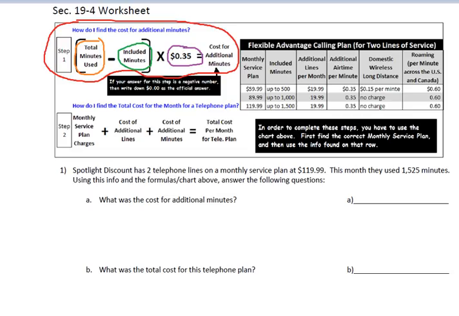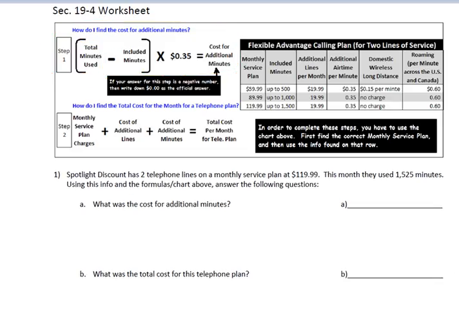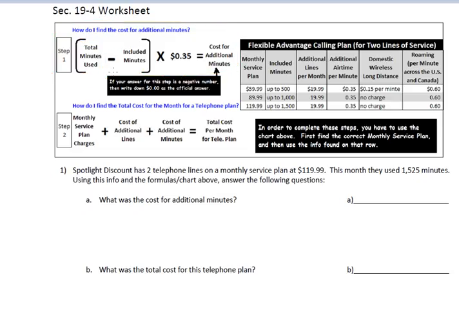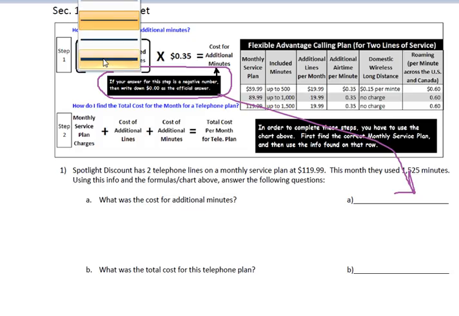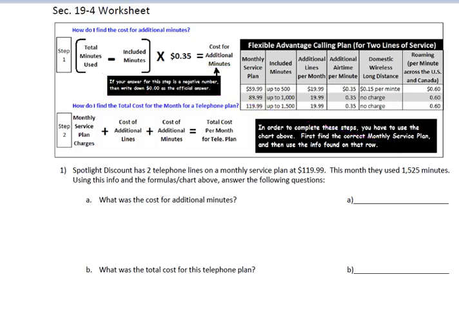Now, the one thing that I will point out here is if on step one your answer for this step is a negative number, don't write a negative number down here on A. Just write 0 cents, or $0.00 as the official answer. So don't write a negative number. If you do get one, just write 0. Well, then that takes us to step two.